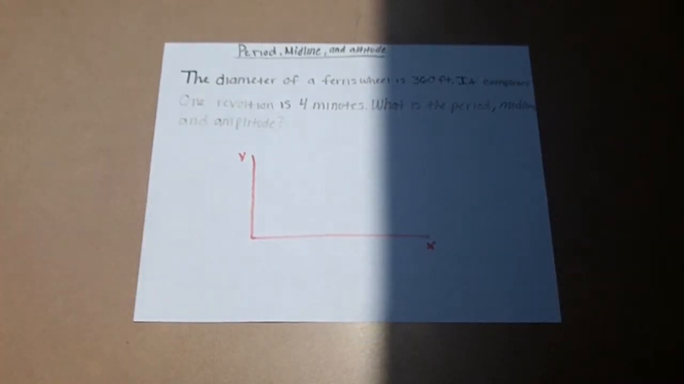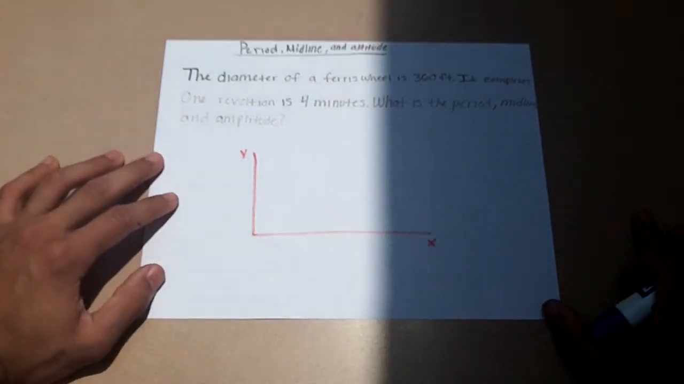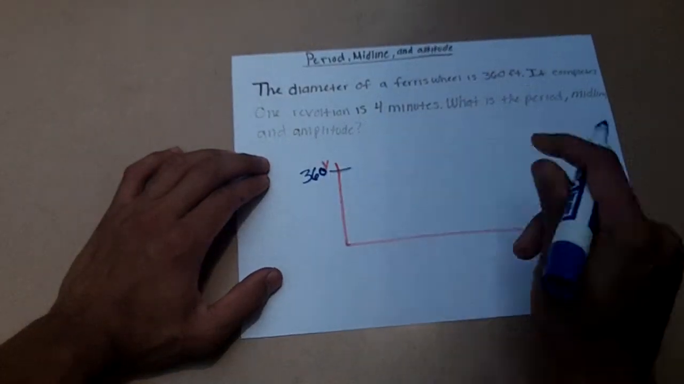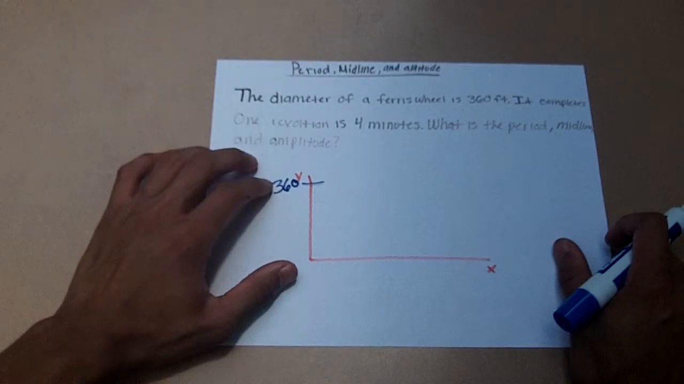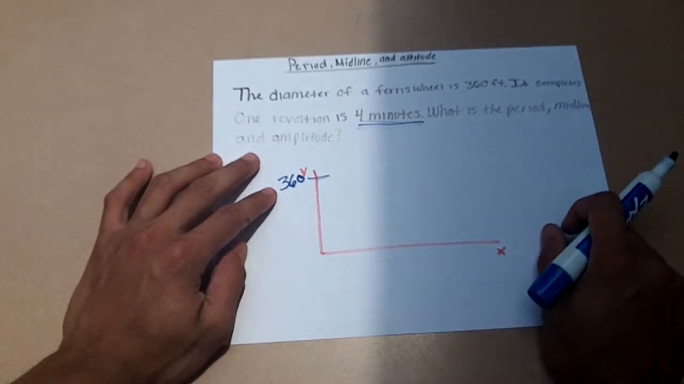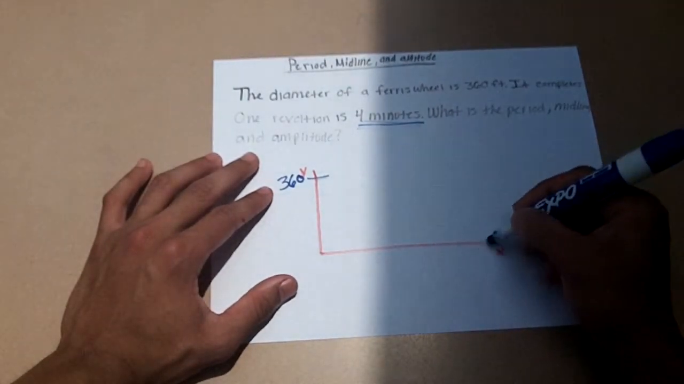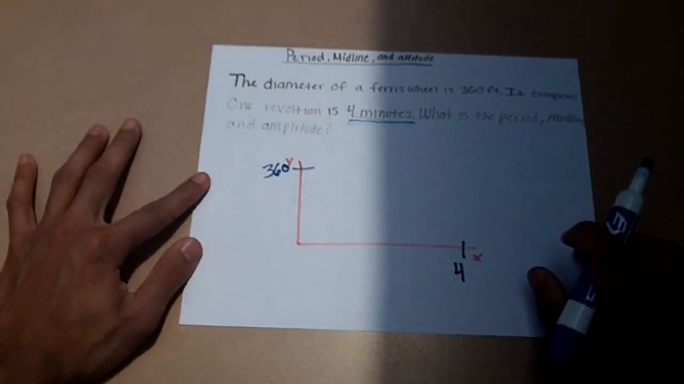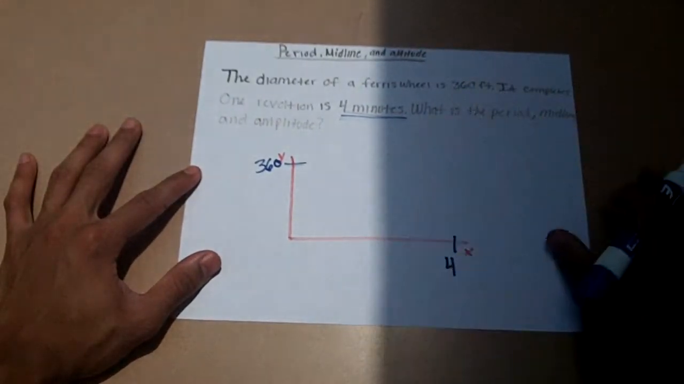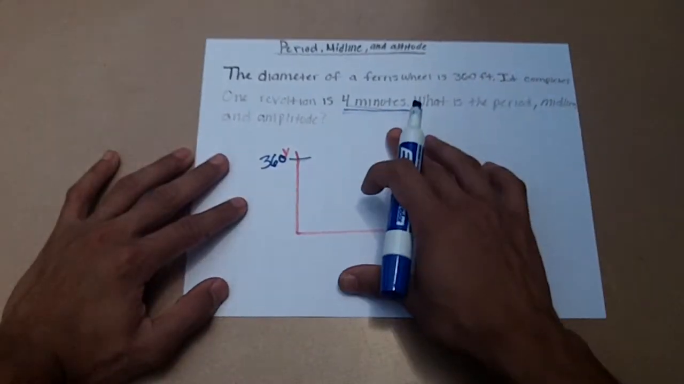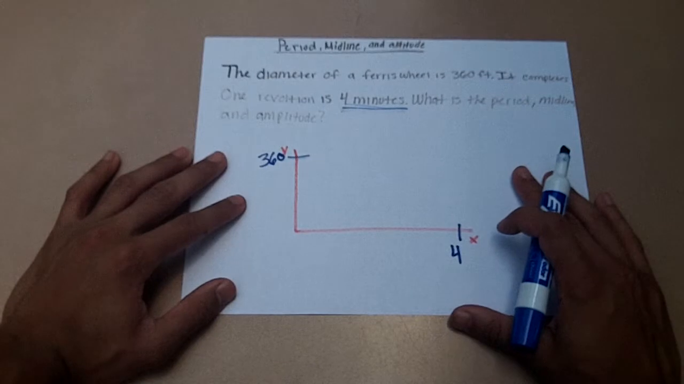Now the period, midline, and amplitude. So the diameter of the Ferris wheel is 360 feet. So 360 feet is going to go right here, almost at the top. One revolution is 4 minutes, as you can see right there. So at four minutes, the Ferris wheel is going to be at the bottom. It takes 4 minutes for the Ferris wheel to do one rotation, and the revolution is a period. So 4 minutes will be your period, because that's when it will go back down.